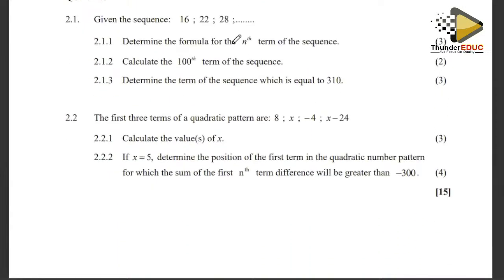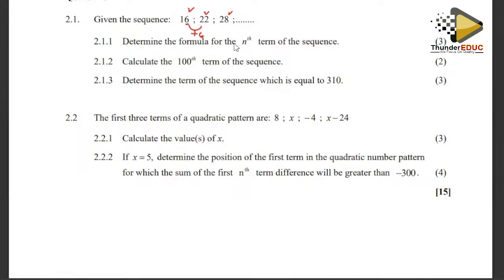Okay, then question number 2 for the sequence and series. Geometric, arithmetic, quadratic, all of them. So we have 16, 22, and then 28. They just told us, given the sequence, they want the formula for the nth term. So before we even find the nth term, we need to determine, is this arithmetic, quadratic, or geometric? Okay, so if this is 16, it's like you add 6 to give you 22.